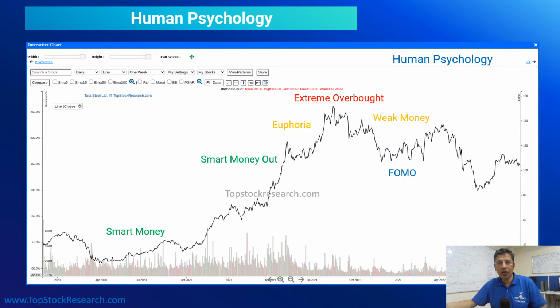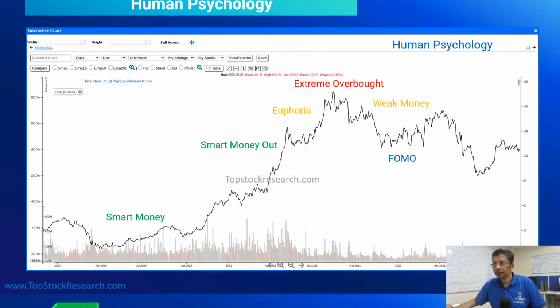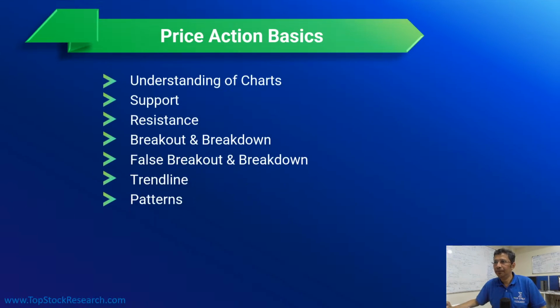So typical entry points and typical exit points. Okay. Now price action basics. What we'll do is we'll understand charts. Somebody has mentioned Heikin-Ashi charts. Yes, we'll take those things also, right?